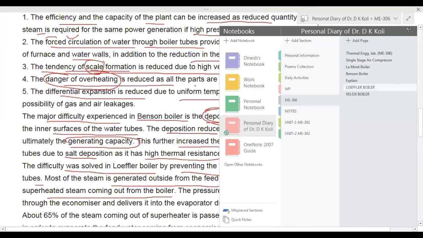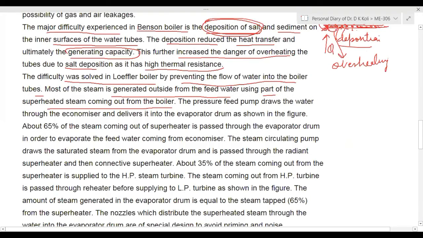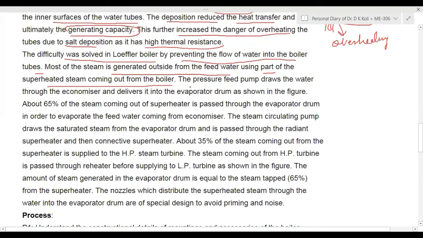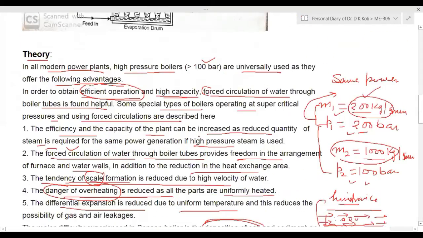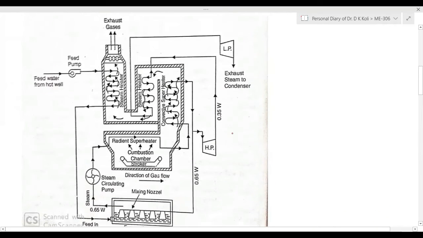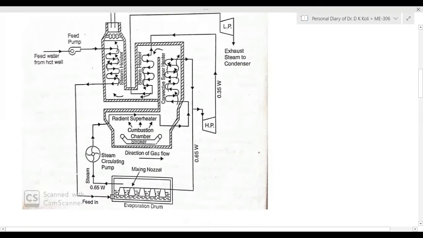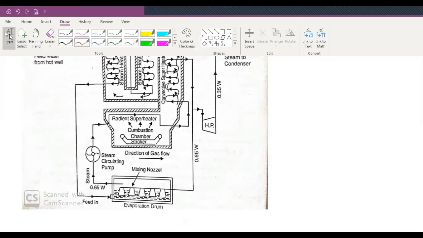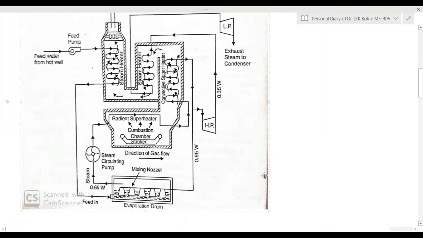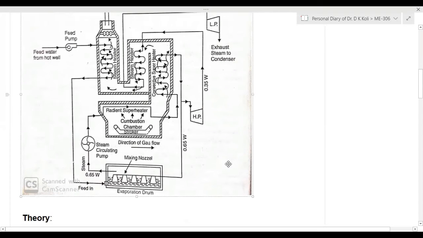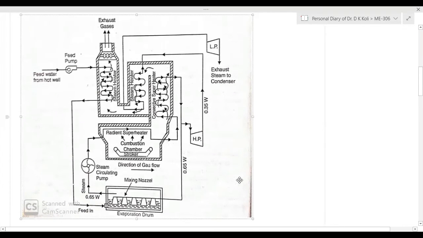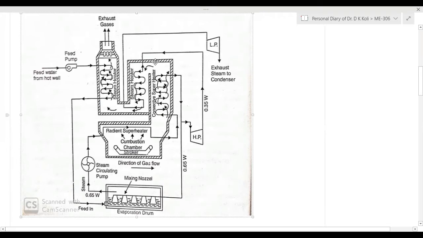Okay. So now I am going to that boiler again. Come to the point. Here you will see what we do in this boiler: the pressure feed pump draws the water through the economizer and delivers it to the evaporator drum. The whole mechanism is given there. So I am directly reaching this boiler figure. Now see here. This picture is clear. Can you see it? Yes sir. I am making this slightly smaller, and you can see the whole picture. Now is it visible?